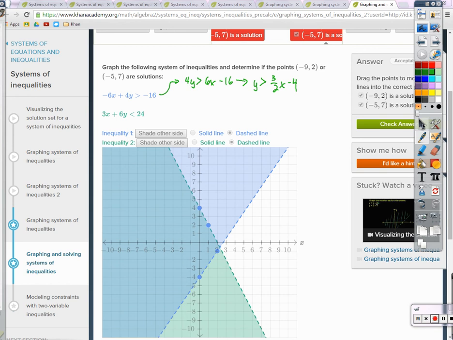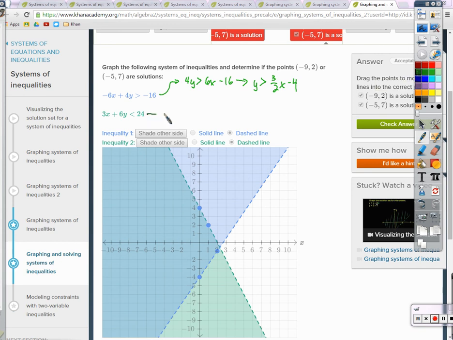Okay, so let's check out. I should have done that all in blue, but I didn't, and I can't really fix it. So, let's check on this. Should be the blue one. Here's the blue stuff going on here. Y-intercept of negative 4. Slope of up 3 over 2. Okay. Dotted line? Yes. Shade above? Yes. Okay, looks good.